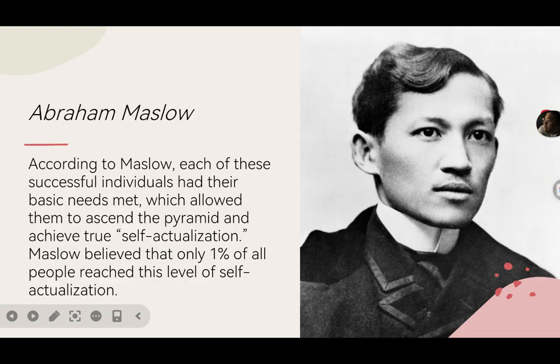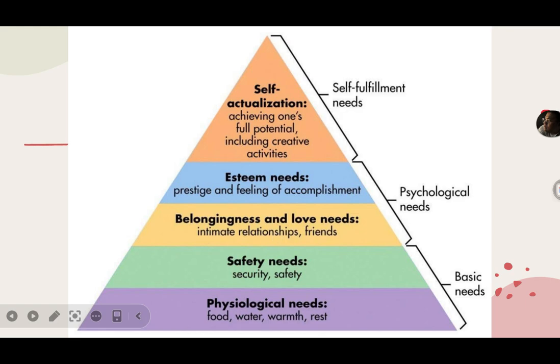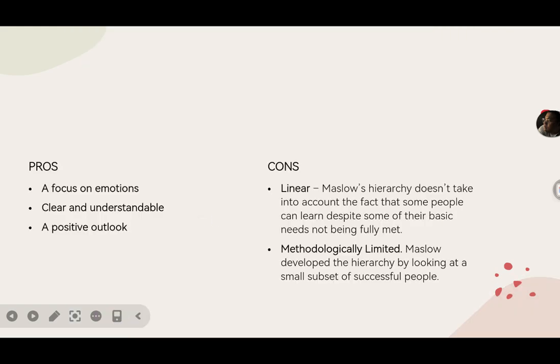One example in the Philippines is, of course, Jose Rizal. He also believed that only 1% of people reach this level, the level of self-actualization. This is the pyramid, or the hierarchy of needs. For its strengths, it's easy to understand and focuses on human needs and emotion. However, the limitation is that it's linear.